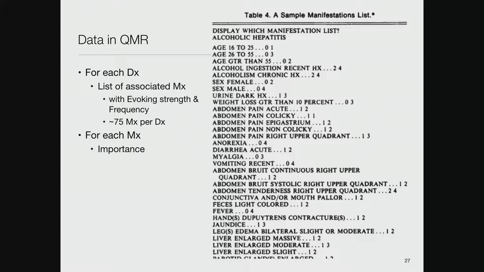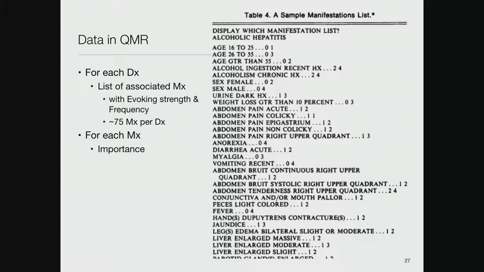And then here's an example of alcoholic hepatitis, and the two numbers here are a so-called evoking strength and a frequency. These are both on scales. Evoking strength is on a scale of 0 to 5, and frequency is on a scale of 1 to 5. And I'll show you what those are supposed to mean. So for example, what this says is that if you're anorexic, that should not make you think about alcoholic hepatitis as the disease. But you should expect that if somebody has alcoholic hepatitis, they're very likely to have anorexia. So that's the frequency number.